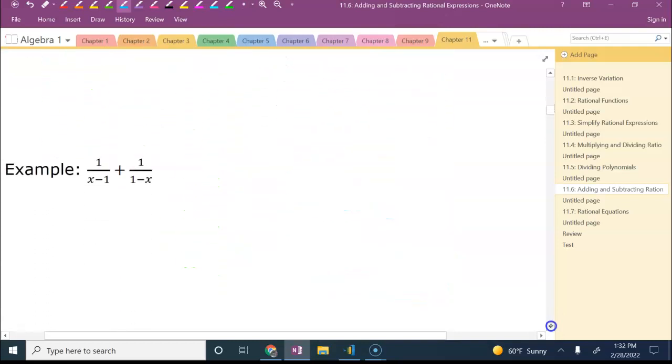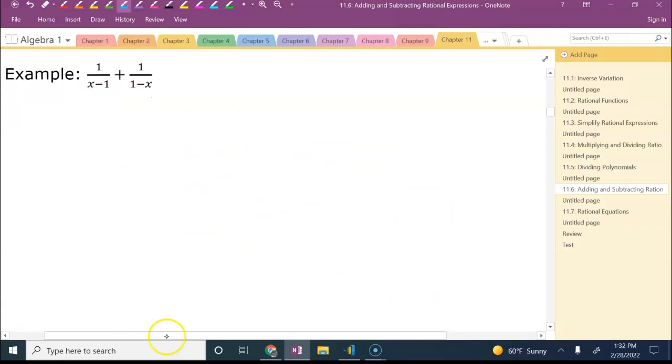All right, let's take a look at this next example here. So for this next one, we have 1 over x minus 1 plus 1 over 1 minus x. If we look at our denominators right now, they are really similar to each other. And I'm wondering if there's a way that I can maybe switch one of them around so that they match. It might be easier for us to switch the second one around and leave the first one alone.